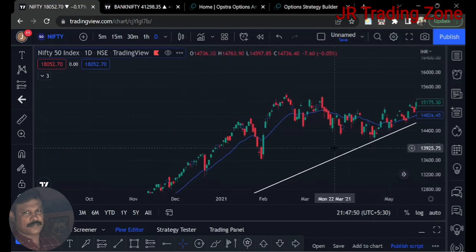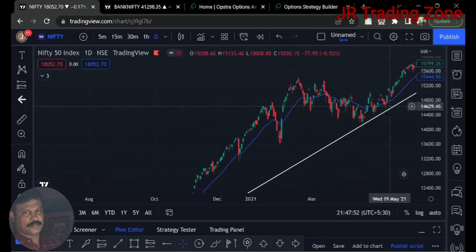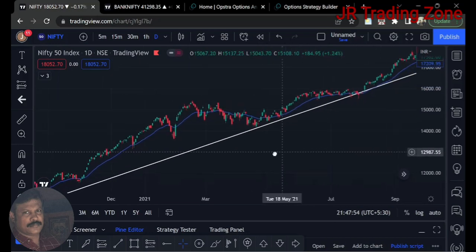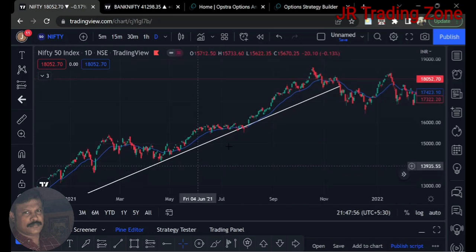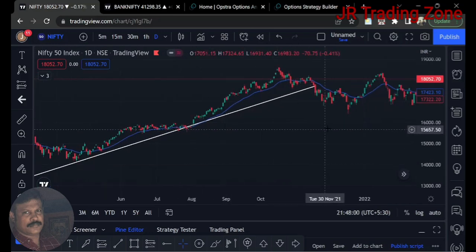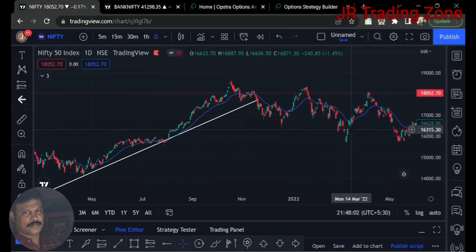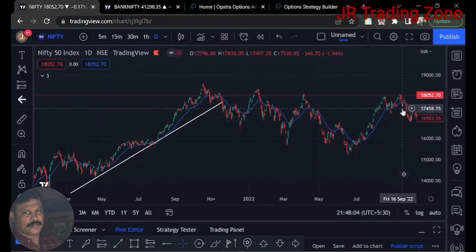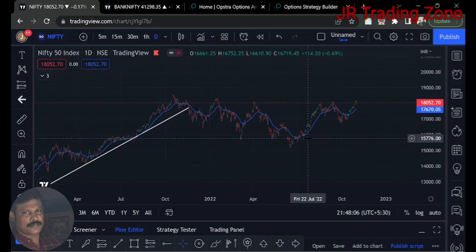This is not the area for non-directional option sellers. It will be very hard for them to make money in this market. Here comes the importance of directional selling. We have to read the charts. Then comes the next pattern. You see here in this area, you can see another pattern.